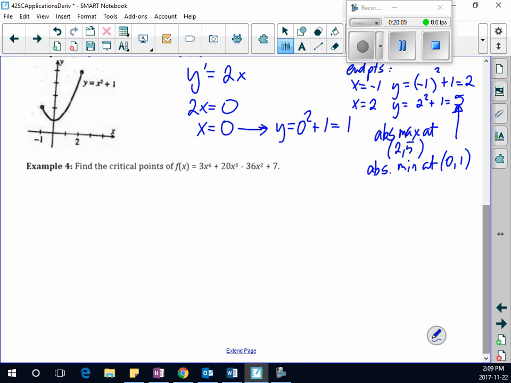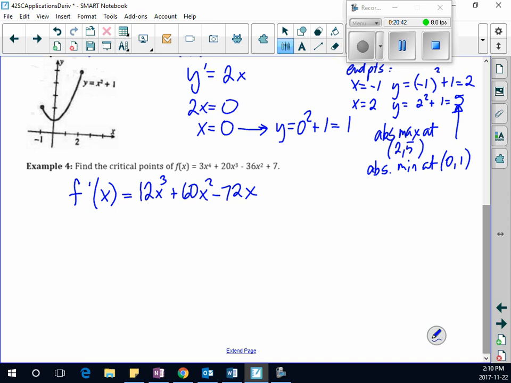So find the critical points of this mess. Now I don't have a graph, so you can't actually cheat and see where they are. But you do know from grade 12 what some kind of graph that's a power 4 kind of looks like, a picture in your head. First thing is to find the derivative. So we get 12x cubed plus 60x squared minus 72x. Well, no, it's just a quick multiply.